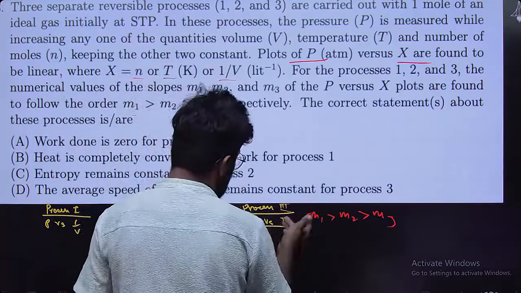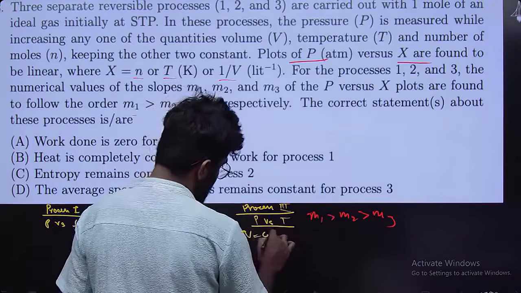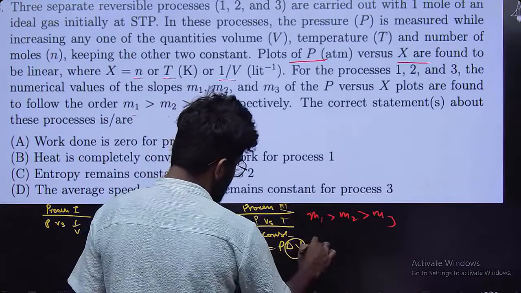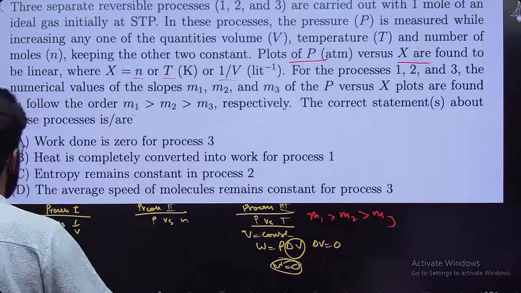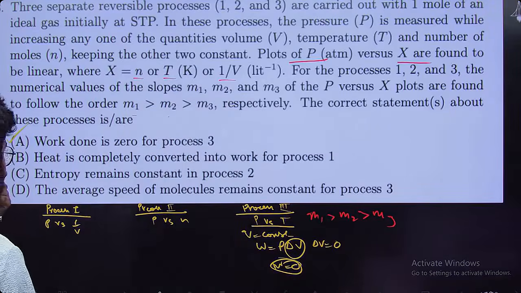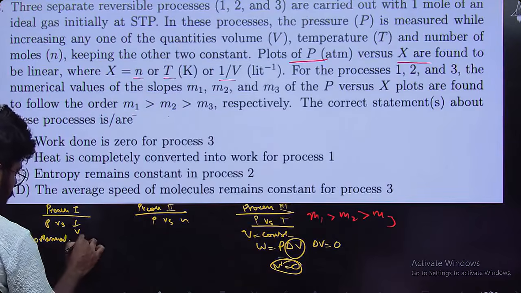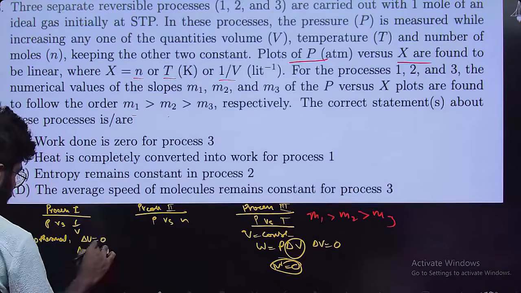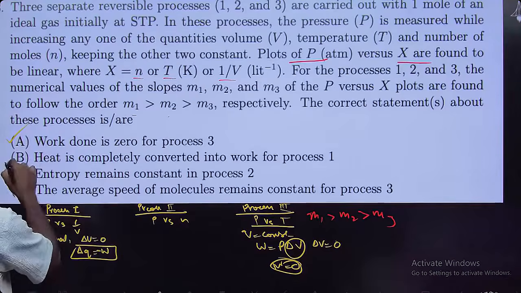So it is the P versus T graph. It means that volume is constant, and since volume is constant, work done is P delta V, and delta V is 0, so work done is also 0. So obviously, this is the correct option. Heat is completely converted into work for process 1. This is basically isothermal, because it is happening at constant temperature, so delta U here is 0. As per the first law of thermodynamics, delta U is equal to minus W, so entire heat is converted into work, or vice versa, for process 1. It is the correct option.